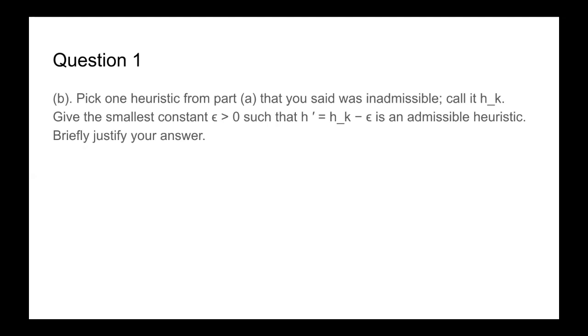So in order to do that, we can look at epsilon values that are greater than 0. Okay, let's start with epsilon equal to 0. If we were to set this epsilon equal to 0, then that means that h prime would still be equal to h sub k, and since we know that h sub k is already inadmissible, h prime would also be inadmissible. So let's move on to the next possible constant, epsilon equals 1.